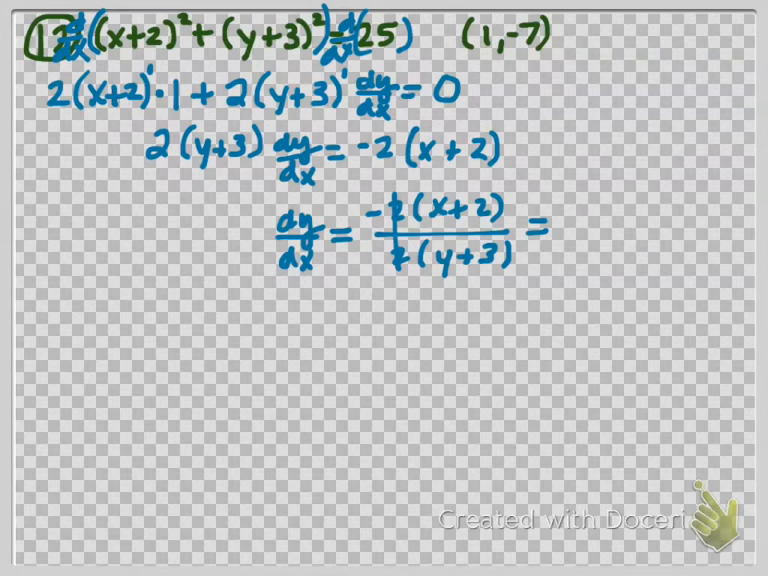But in this particular case, we have negative x plus 2 on the top, y plus 3 on the bottom. Where is this derivative equal to 0? That is, where would this circle have a horizontal tangent? Negative 2, right? Because that would make the numerator 0, because the fraction is 0 when the numerator is 0.